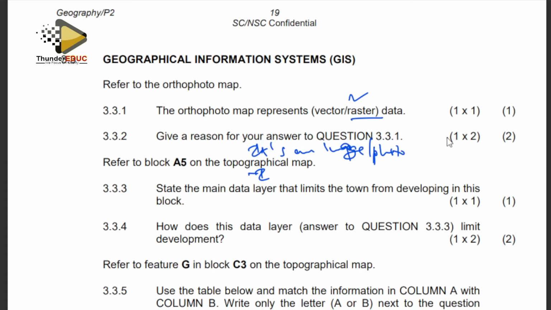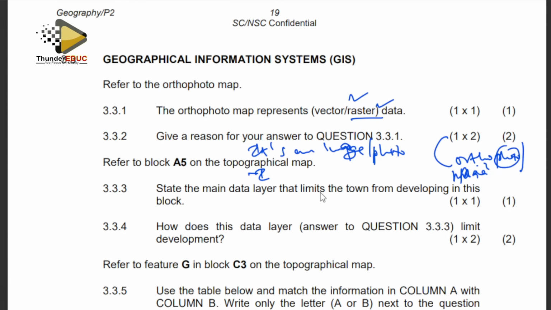Where is it coming from? From that word orthophoto, meaning that it's a photo. A photo is in the form of pixels, and when you talk about pixels, you are referring to raster data. Okay, it's an orthophoto map. Or you can say it is made up of pixels. So that is evidence enough.